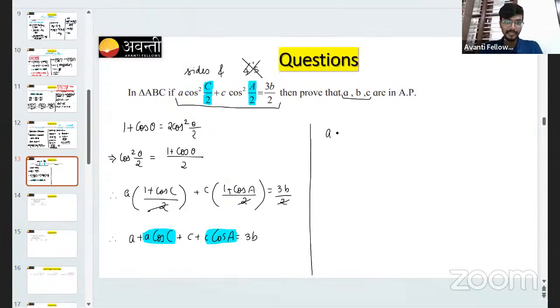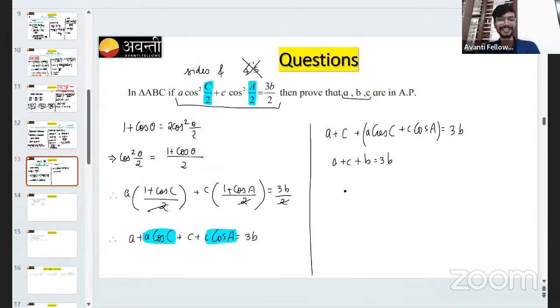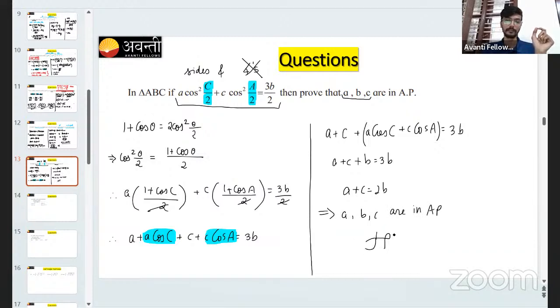I can combine it. I can write A plus C plus A cos C plus C cos A is equals to 3B. So students, I can write A plus C plus B is equals to 3B. See how many steps we have avoided. A plus C equals to 2B. Twice the middle term equals to sum of first and third. That means A, B, C are in AP. Hence proved.